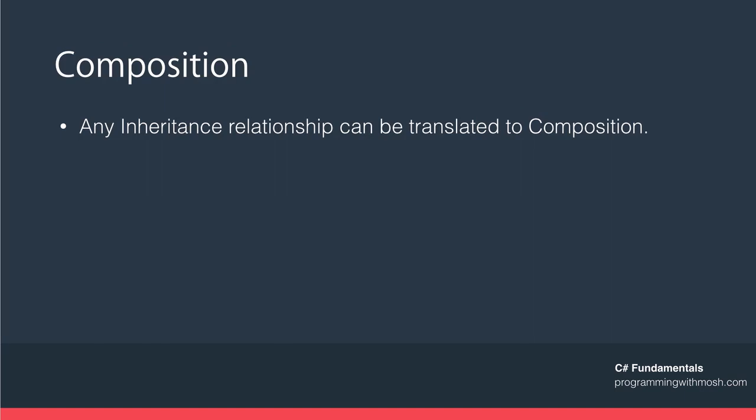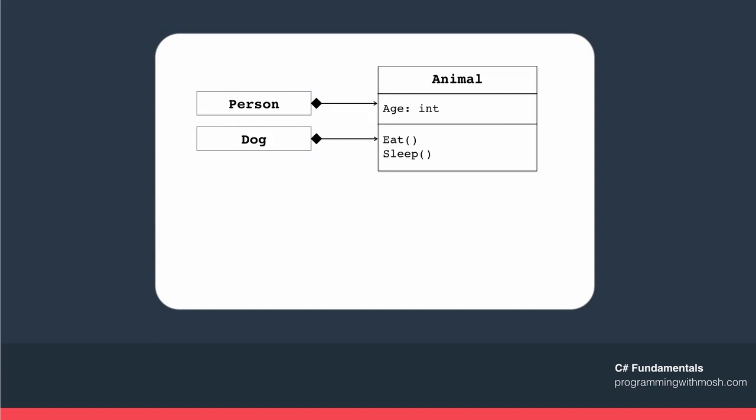Now I want to show you something. I want to show you that any inheritance relationship can be translated to a composition, and that can result in great flexibility. So let's review the same problem and see how we can model these classes using composition. So this time, instead of person and dog deriving from animal, they have an animal.